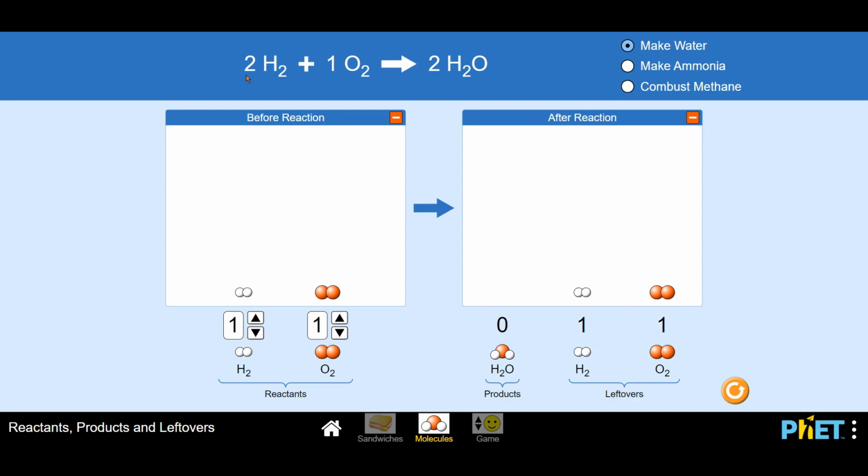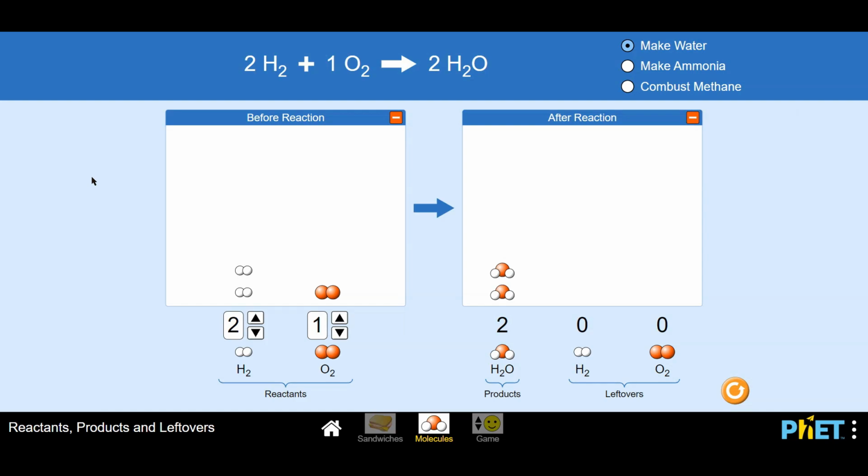What that is telling me is that there are 2 hydrogen atoms that are stuck together. What the 2 in front of the H is telling me is in order for this reaction to occur, I'm going to need 2 diatomic hydrogen molecules. And so at the bottom I need 2 of these. And you'll see at the bottom, the moment I add 2 hydrogen molecules and 1 oxygen molecule, I get 2 molecules of water.